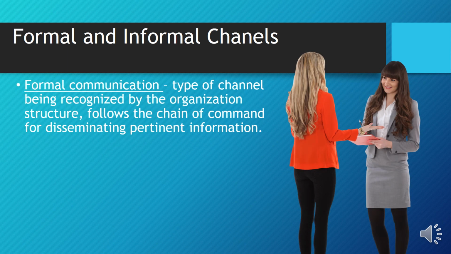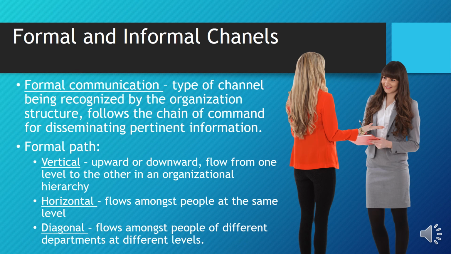So when you say formal communication, this is a type of channel recognized by the organization structure. It follows the chain of command for disseminating pertinent information. Any official communication from the top management to the middle management, and from middle management to the rank and file, is considered formal and official communication. Since we are talking about organizational communication, we have three distinct formal paths: the vertical, the horizontal, and the diagonal.